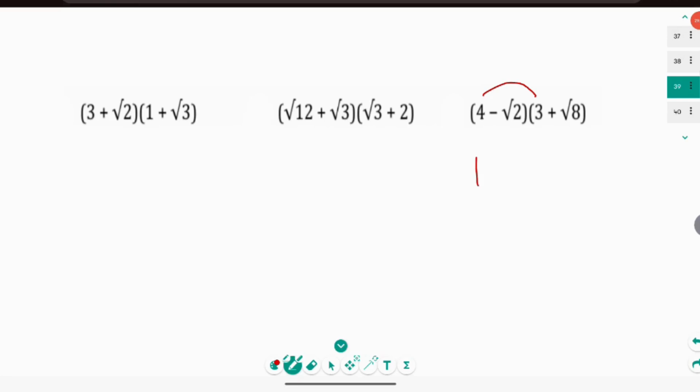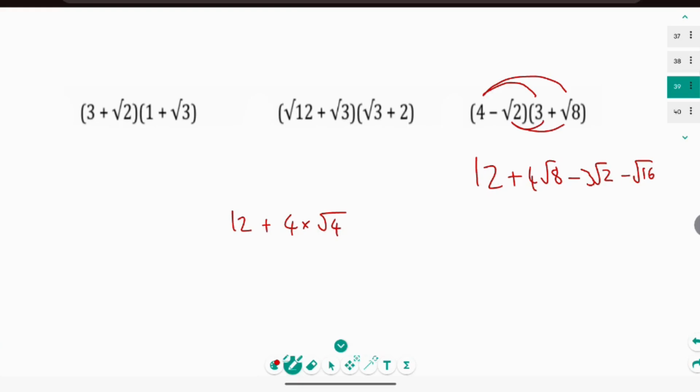Okay, 4 times 3, 12. 4 root 8. Negative 3 root 2. Negative root 16. Simplify. Root 8 simplifies to root 4 times 2. And root 16 is 4.